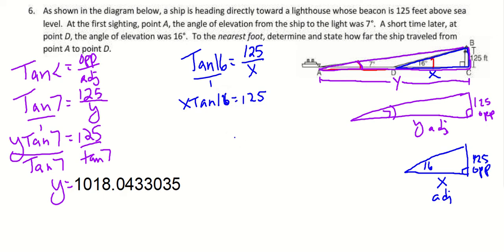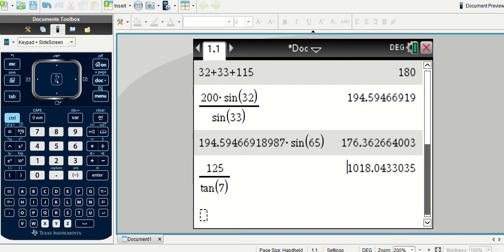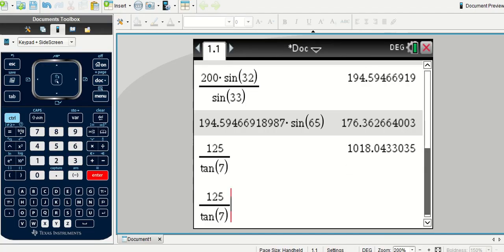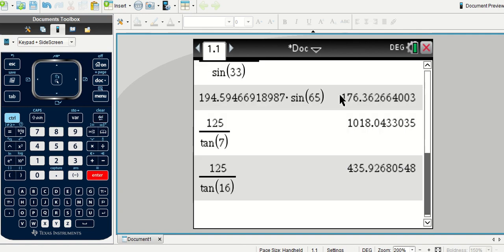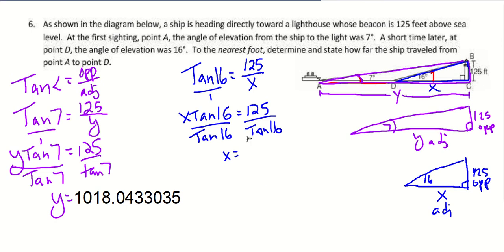Let's fix that up so it doesn't look crazy. Tangent of 16 equals 125. And then remember, we've got to divide out to get the X by itself. So the tangent of 16 is what we divide by. And now X is equal to that ratio, 125 over the tangent of 16. And actually, we could just bring this down and change 7 to 16. And there's our number again. So let's copy that. We're going to bring that over here. And we are at 0.8.